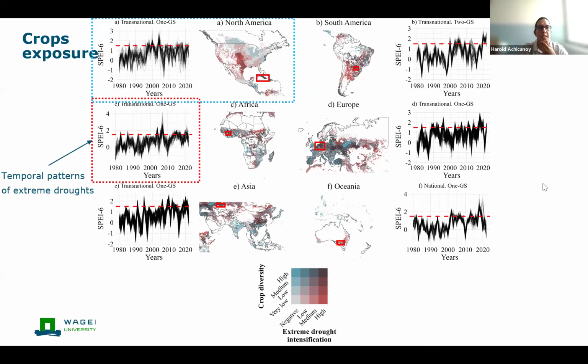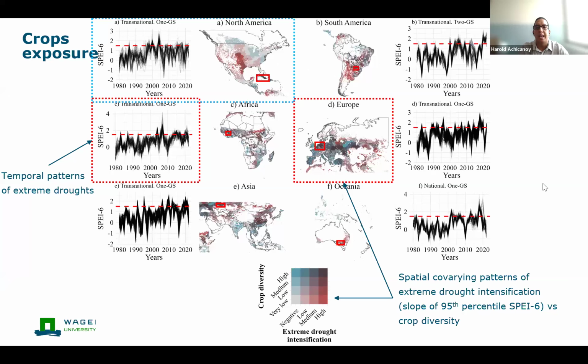As I said, those are the temporal patterns of droughts. And basically what we are interested in is highlighting the hotspot clusters that we define as the places where there is a dramatic increase in extreme droughts, but also there is a high crop diversity. So in those red rectangles that you're seeing in the maps, basically what we are highlighting are the potential hotspots where the priorities should be focused.